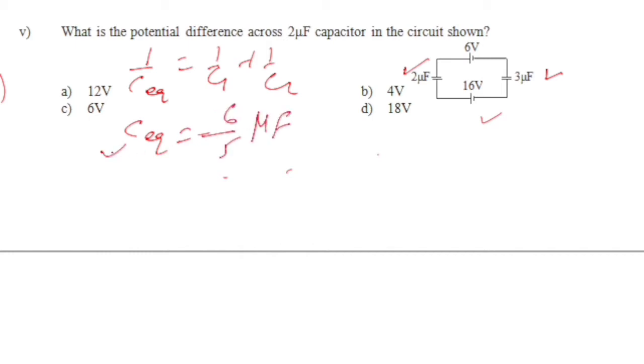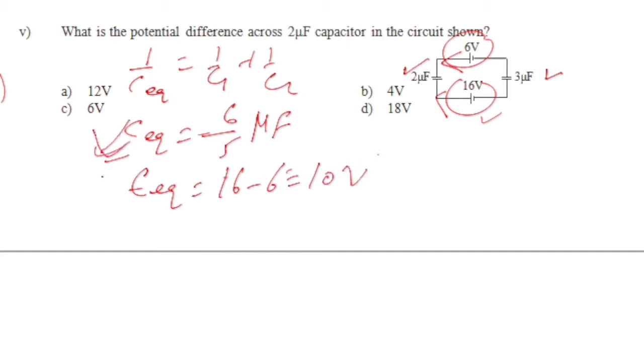You get the equivalent capacitance. Now two batteries are connected, one of 6 volt and one of 16 volt. This 6 volt is in this direction, and 16 volt is again from positive in this direction. Both are in opposite directions. So E equivalent is how much? 16 minus 6 equals 10 volt.